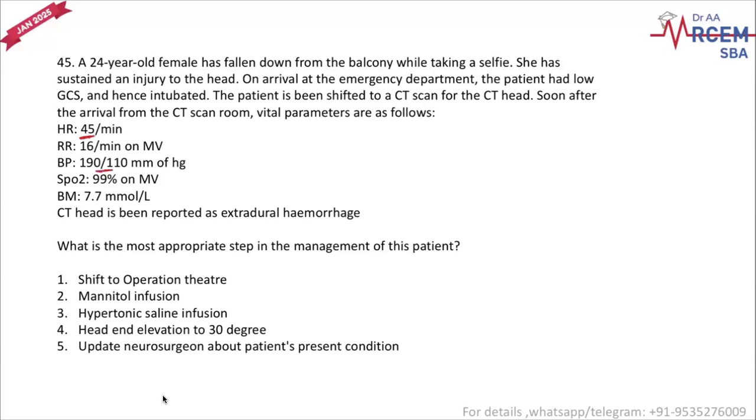The CT scan is reported as extradural hemorrhage. So this is suggestive of Cushing's reflex because of raised ICP. Secondary brain injury needs to be prevented. The first step is elevation of the head end by 30 degrees. That is the first step you use to prevent secondary brain injury.